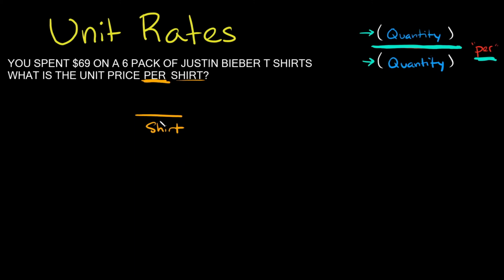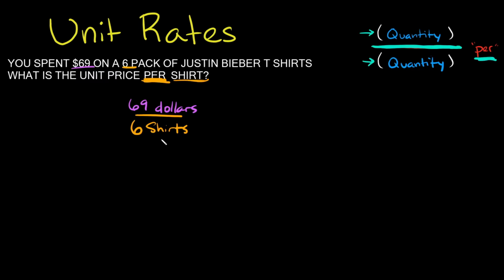Okay, and how many shirts do we have? Well, we have 6 of them, right? Because it's a 6-pack of shirts. So we have 6 shirts. Okay, so since shirts goes on the bottom, what goes on the top? Well, our other quantity over here, $69, right? $69. Okay, so this is our rate, but we have to find our unit rate, right?